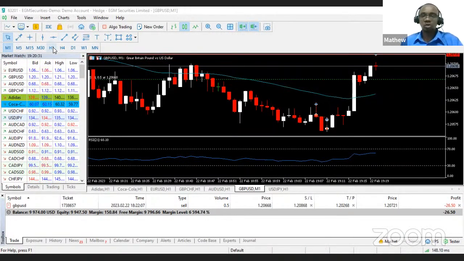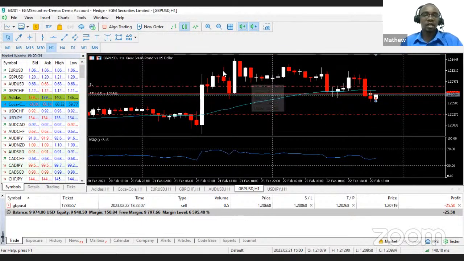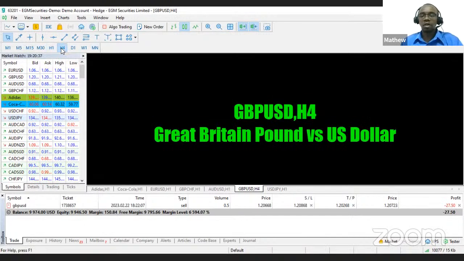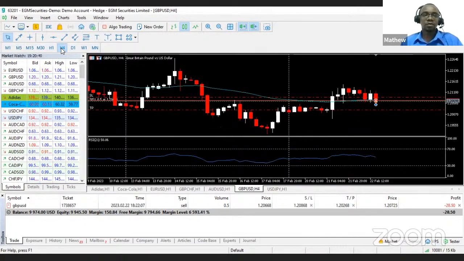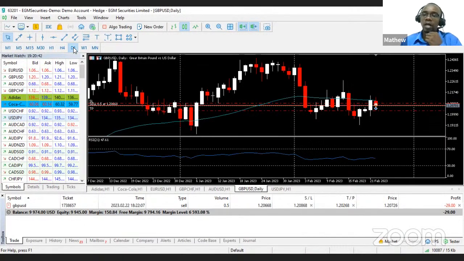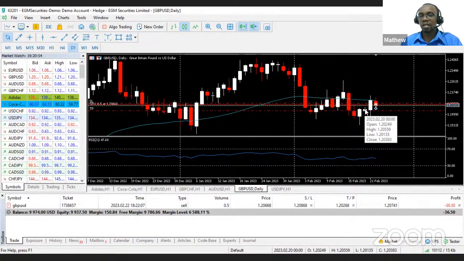If you go to H1, every candle you see here represents 1 hour activity. H4, every candle you see here represents 4 hour activity. D1 represents daily activity. So let's say this white candle over here represents yesterday's price action, right? This one represents Monday's price action. Today, this is today's price action.